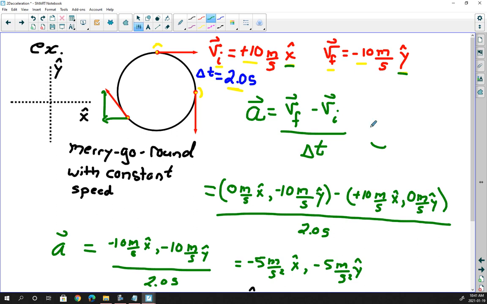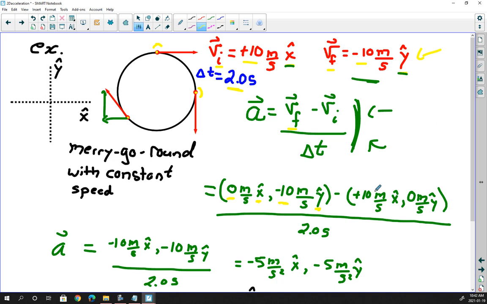So if you remember from our work in grade 11, here is the equation for acceleration. There's a change in velocity, and it takes a certain amount of time to do that. So let's plug in the values we know. Velocity final. What is velocity final? Here it is, negative 10 meters per second y hat. There is no x part, so the x part would be 0. It's 0 meters per second x hat, negative 10 meters per second y hat. There is your final velocity right from there.